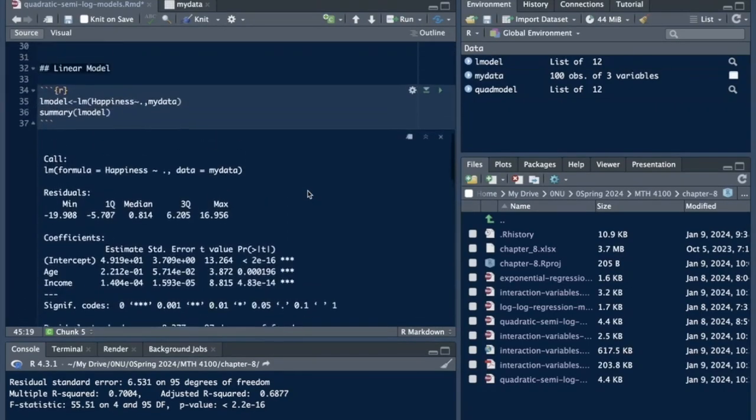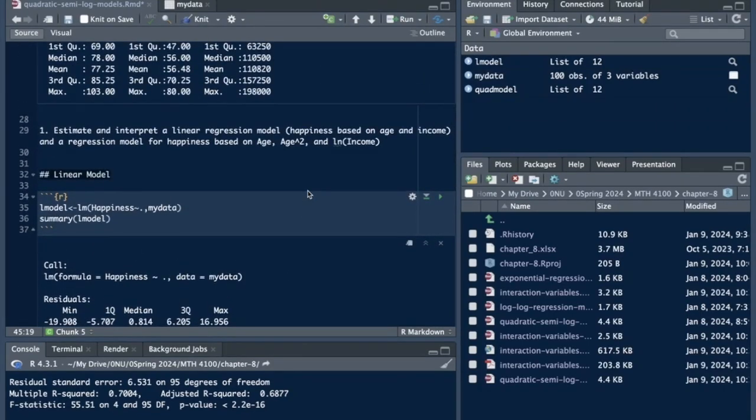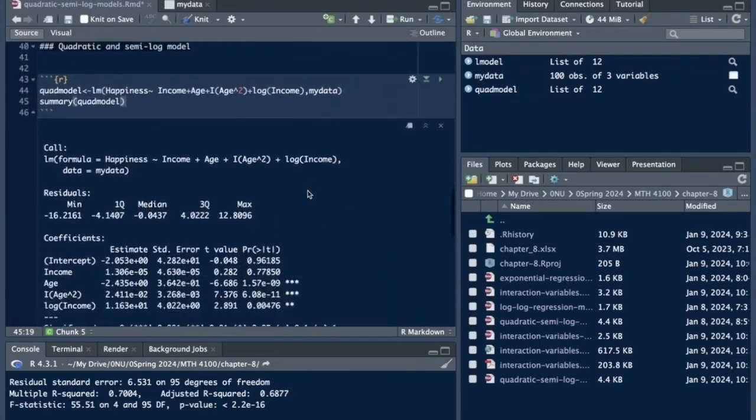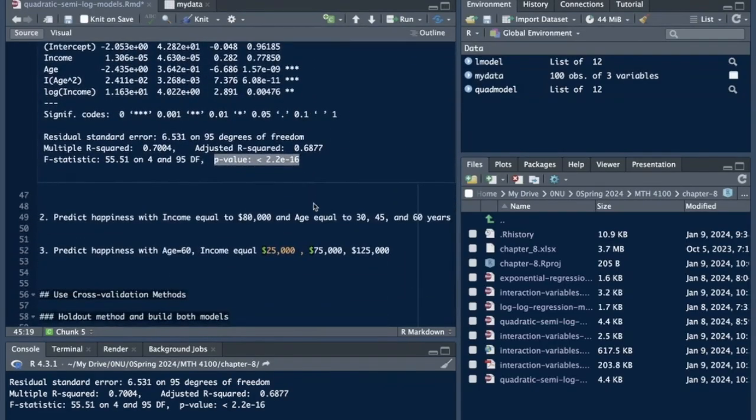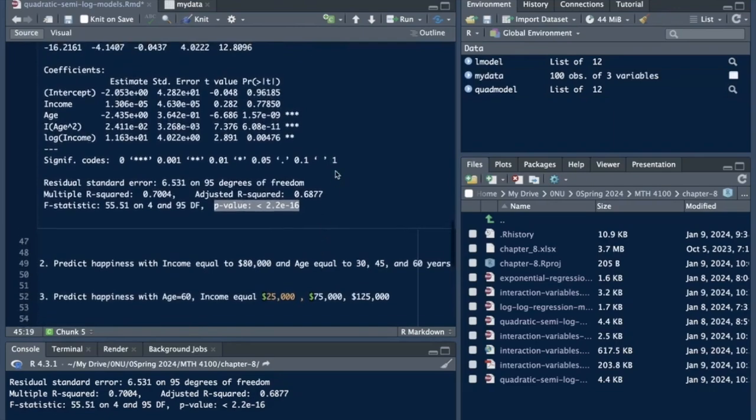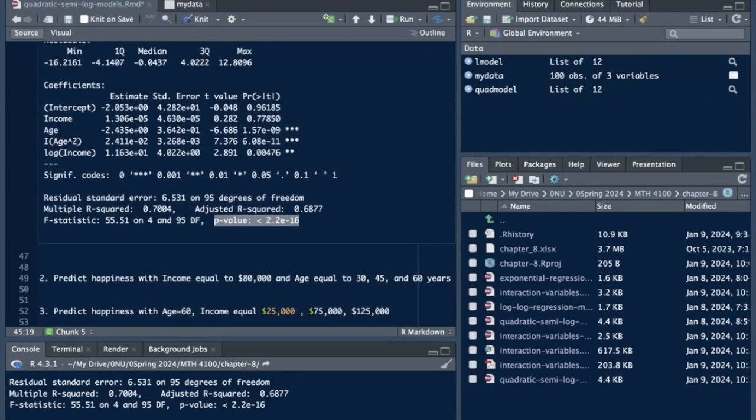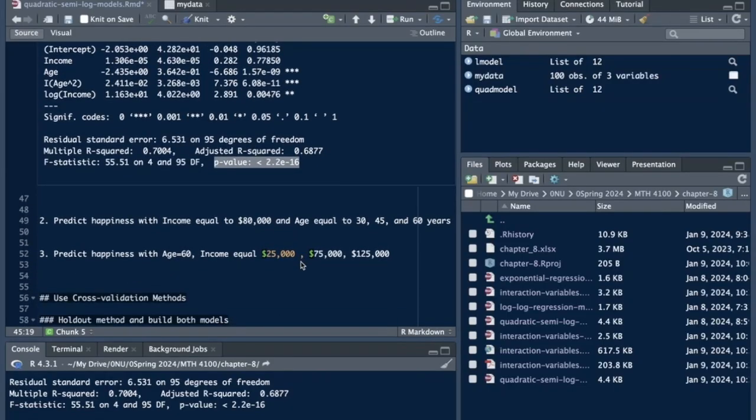Does the question say which one is better? Estimate. Yeah, because the next part says predict happiness, let's just compare them quickly as we did. So the second model appears to be better. It shows a higher adjusted R squared, which is 68.77%, compared to the first model, which was about 48 something percent.